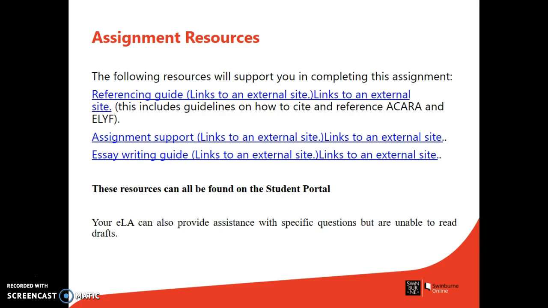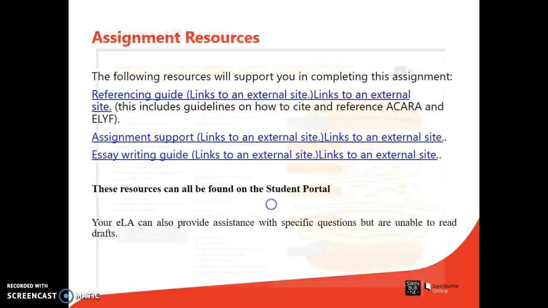Now, your ELA can provide assistance with specific questions, but we are unable to read drafts. It's just not in our job description, and some of us have 3 or 4 groups, and with 30 students in each, you can well imagine if we were asked to read that many drafts, it's going to take a lot of our time, and we just don't have the time, and unfortunately it's not in our job description to do that.